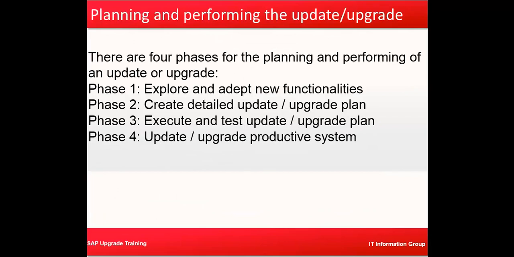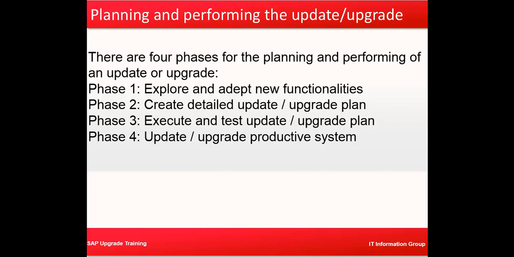So there are 4 phases for the planning and upgrade of an SAP system. In phase 1, you explore and adapt new functionalities. That is, you find out what an upgrade will be bringing to the table, what new functionalities will be coming in. In the second phase, you prepare a detailed upgrade and update plan. Third phase is executing and testing the upgrade plan. And finally, in the fourth phase, you are updating and upgrading your production system. So these are the key 4 phases.